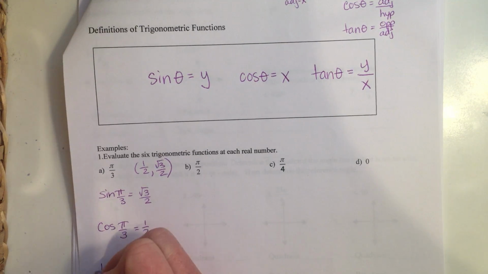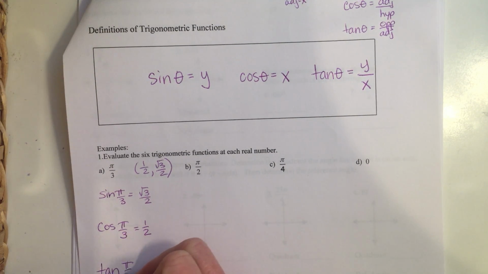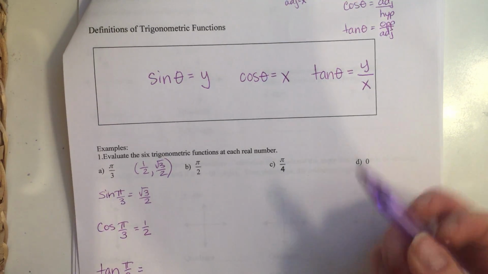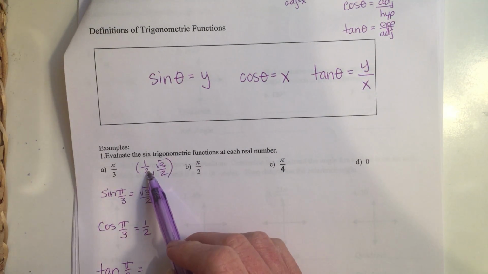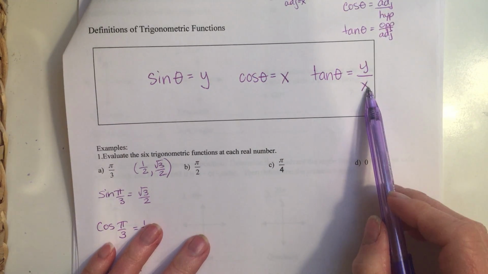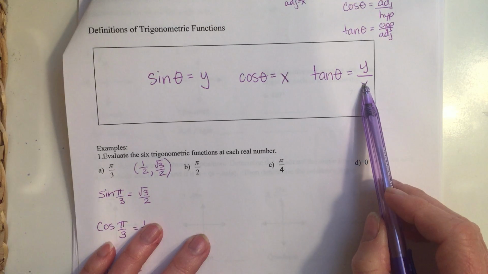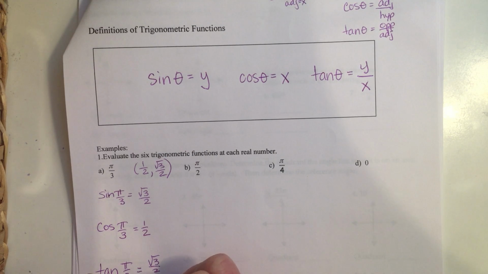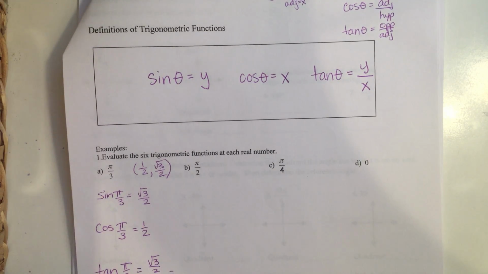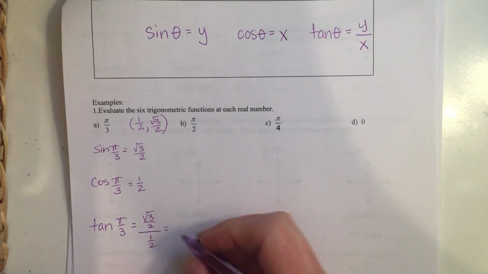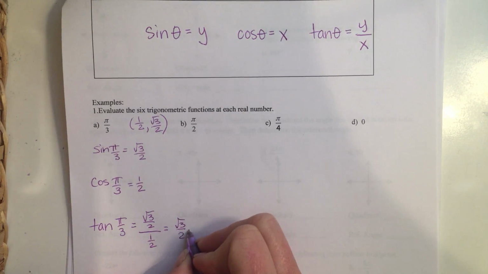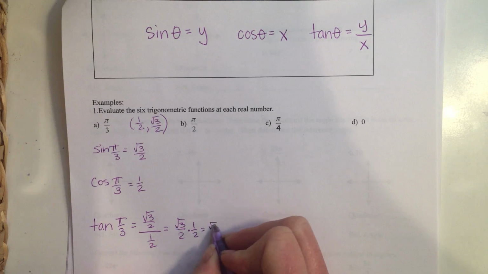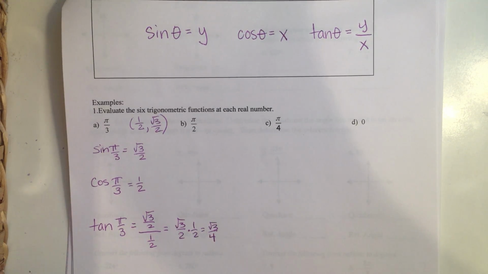So now I have to do tangent. Sometimes there's some work to do when you do tangent. In this case, it's my y coordinate divided by my x coordinate. It is y divided by x. It's my opposite side divided by my adjacent side. So in this case, it's rad 3 over 2 divided by 1/2. So when you're dividing by a fraction, it's the same thing as multiplying by the reciprocal. So this is rad 3 over 2 times 1/2. In this case, it's rad 3 over 4. Oh, I didn't flip it to the reciprocal. Sorry.